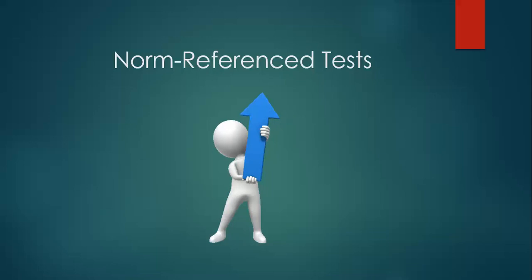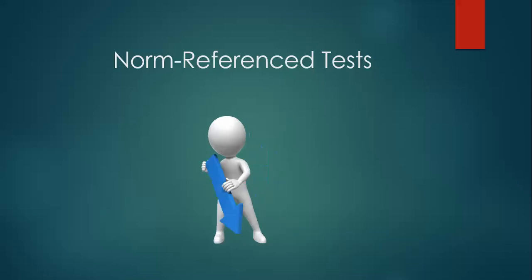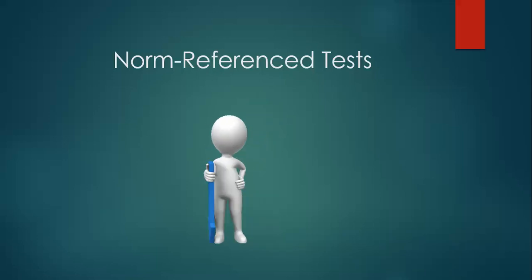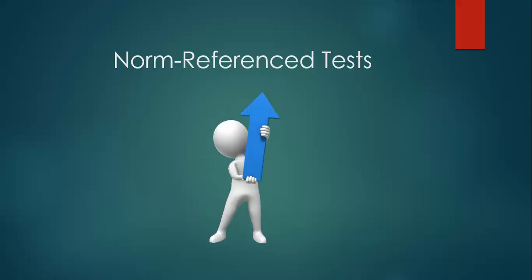Norm reference tests are tests that determine a child's level of proficiency by comparing their scores on a specific test to the scores of the average student. In the case of the Wechsler Fundamental Academic Skills Test, each question is created with the average student ability in mind, and each question is graded as such.